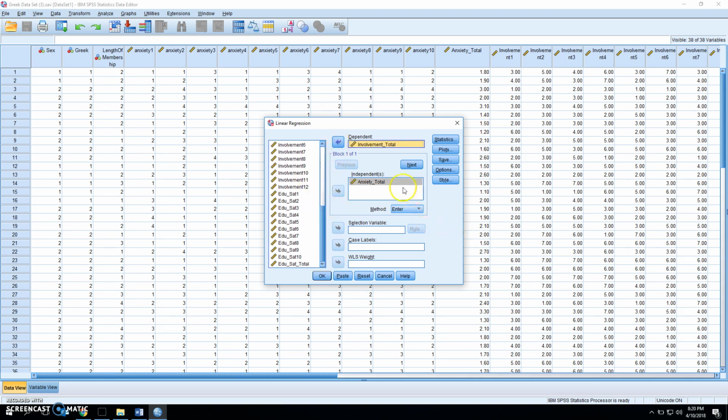Similar to the ANOVA, we've chosen everything that we want, so there's nothing else that we really need to choose. And we are ready because the OK button has revealed itself, and so we can run the test successfully. Click OK.